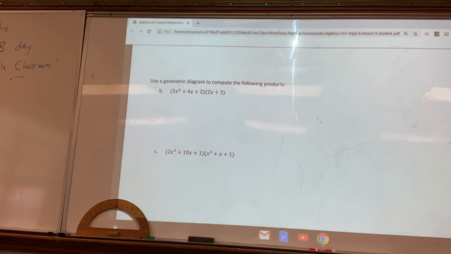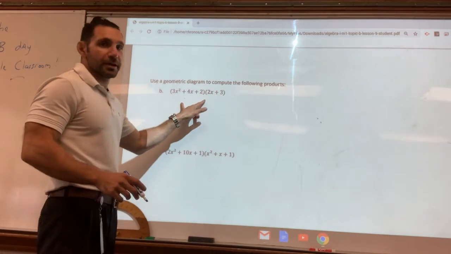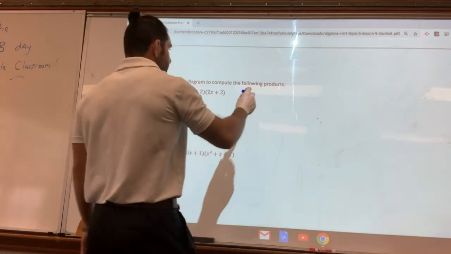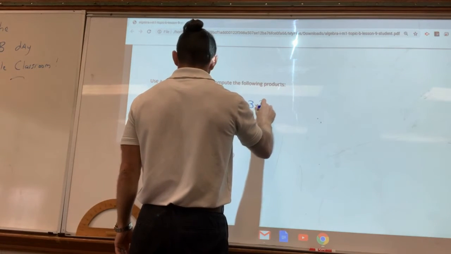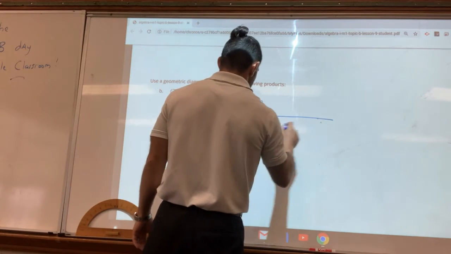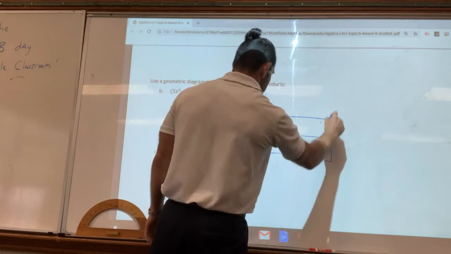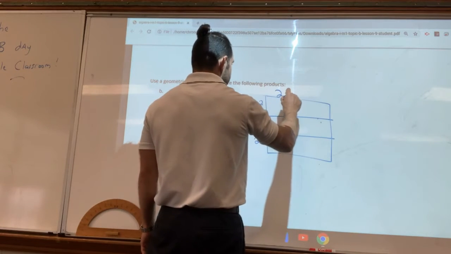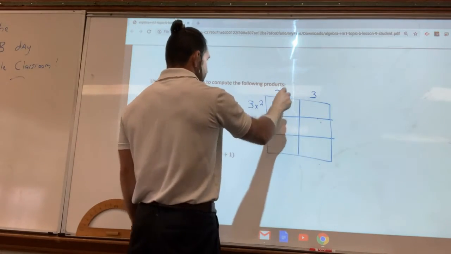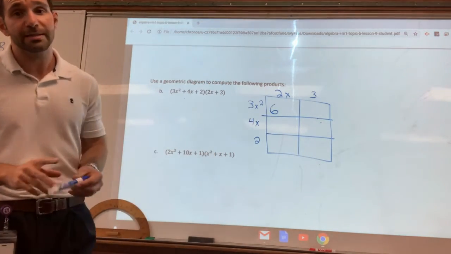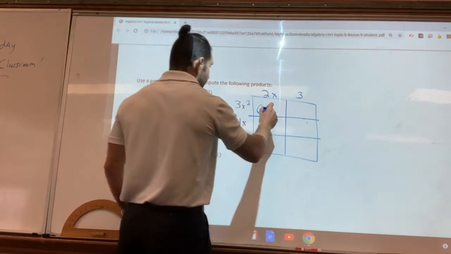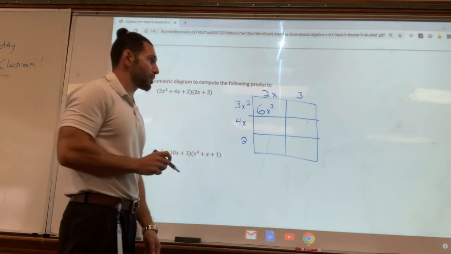Well, what happens when we've got something like this? So we've got 3x squared, a 4x, and a 2. And at the top, we've got 2x's and a 3. And we multiply. 2 times 3 is 6. X times x squared. So this is one of the lessons that you missed from pre-algebra. So when we have like bases, we keep the base, we add the exponents. So that's 6x to the third.